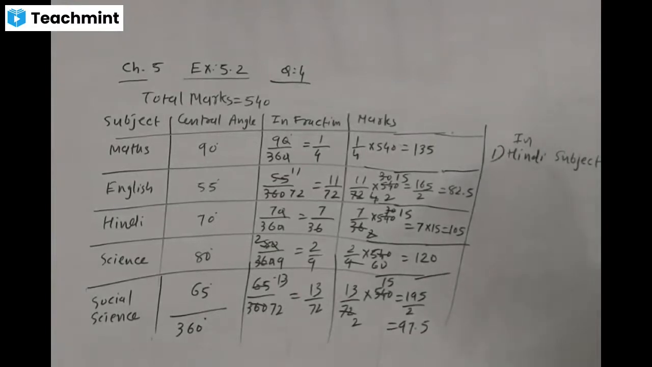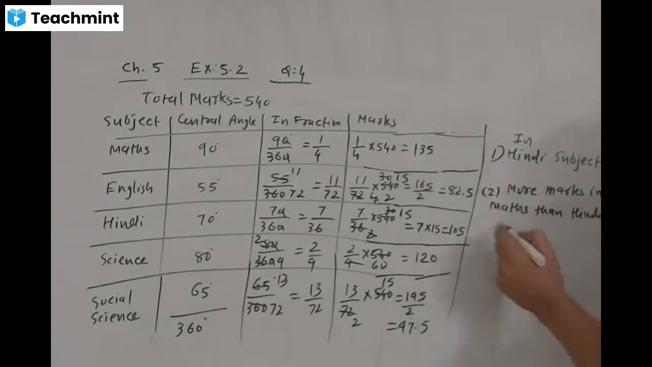Second one, how many more marks were obtained by the students in mathematics than in Hindi? More marks in mathematics than Hindi. Mathematics mark is 135 minus 105. It is 30 marks more. 30 more marks in mathematics than Hindi.